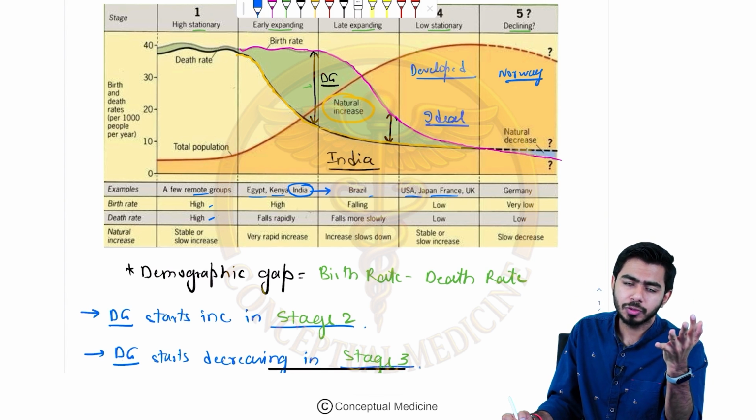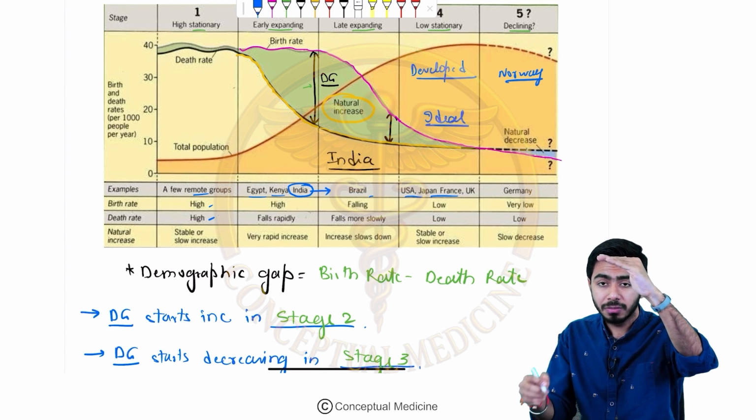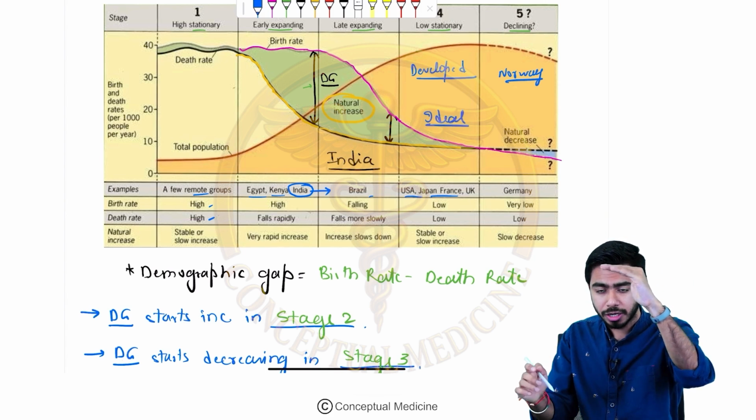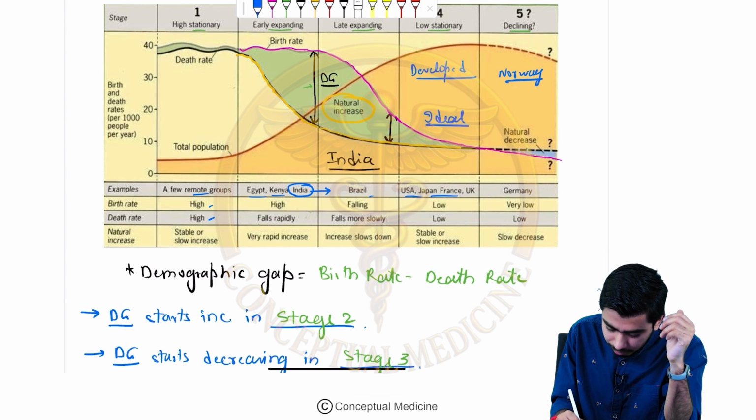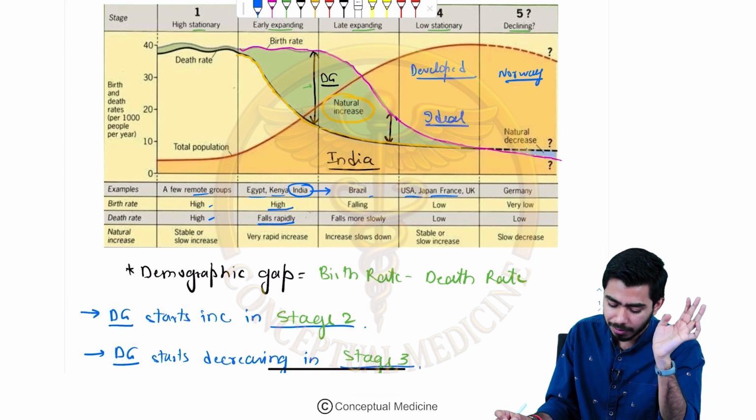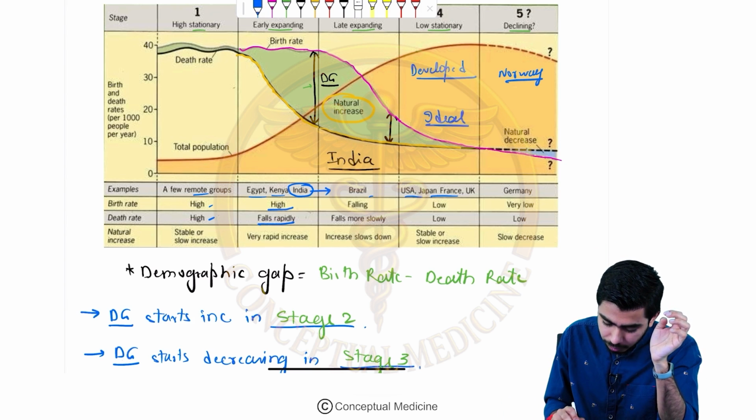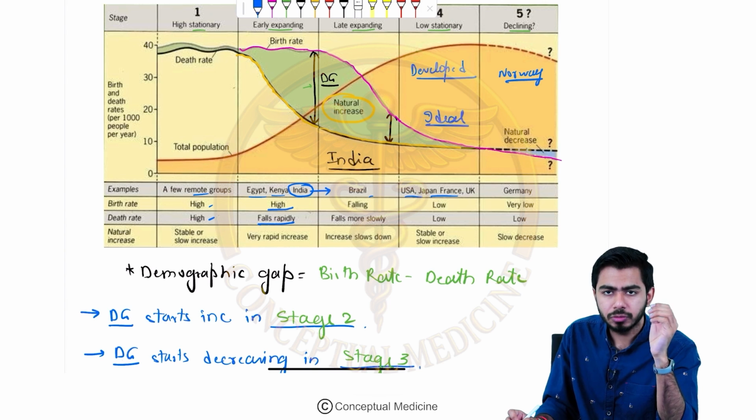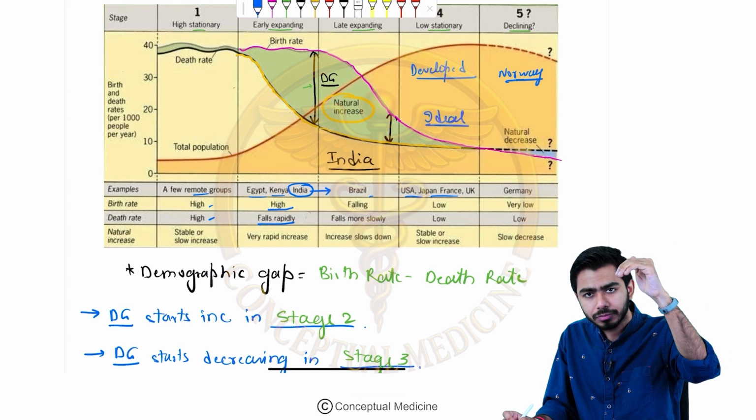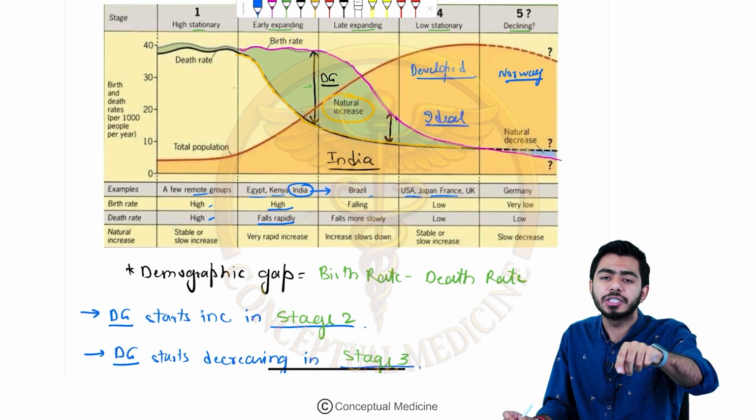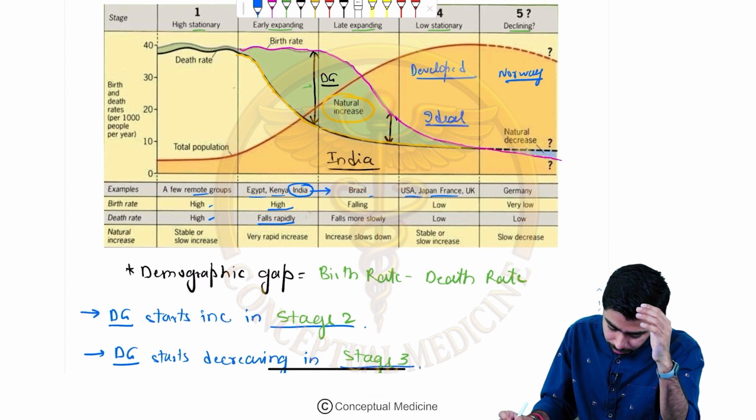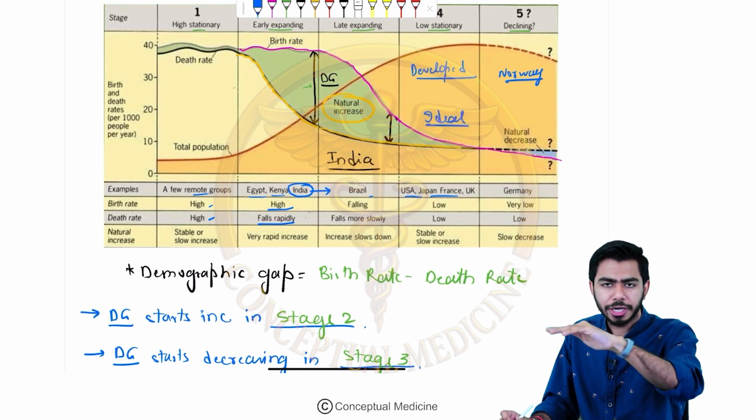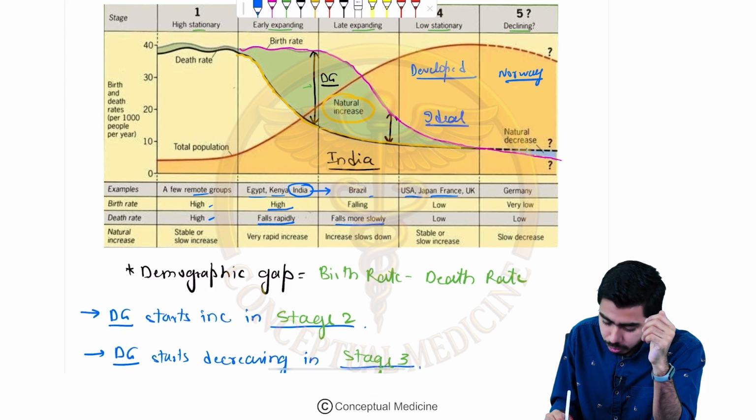In stage 2, what was happening? Birth rate was remaining unchanged, but in stage 2 the death rate started declining. So over here we are seeing that birth rate was remaining high, but death rate starts to fall rapidly in stage 2, right? Then I told you that birth rate starts declining in which stage? Late expanding stage. That was stage 3, but the death rate continues sliding downwards, so it falls more slowly now.